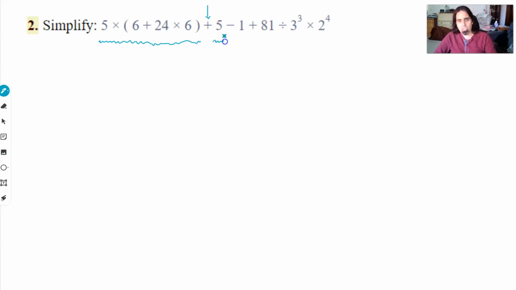The next term is just the number 5. Then there's another plus or minus not in parentheses. The third term is just the number 1. Then there's a plus or minus not in parentheses. And finally, the fourth term goes all the way until the end. Each of these terms we can simplify independently.